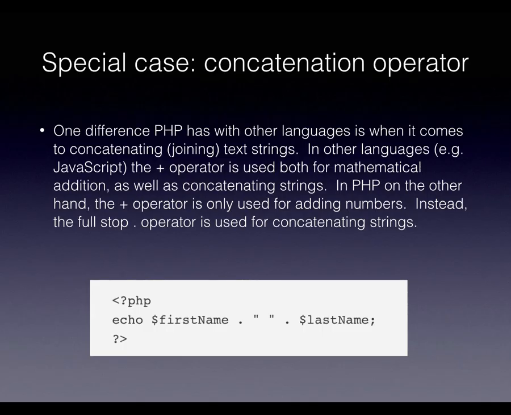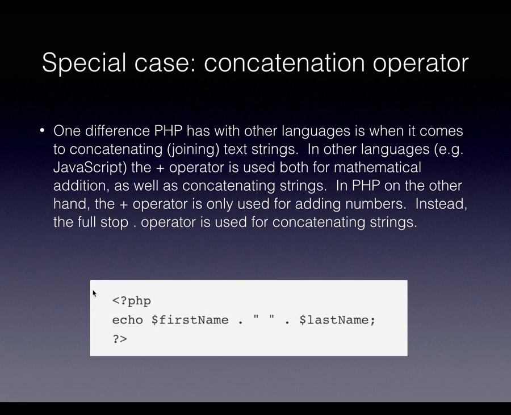Okay, but it's worth noting that there's a special case again in PHP when we're looking at the concatenation operator. When I say the concatenation operator, concatenation means joining two strings together. In JavaScript, we have quotes, some text string, quotes, and then another text string, and we join those together with the plus symbol. In PHP, it doesn't use the plus symbol for joining strings together. It uses the full stop symbol.